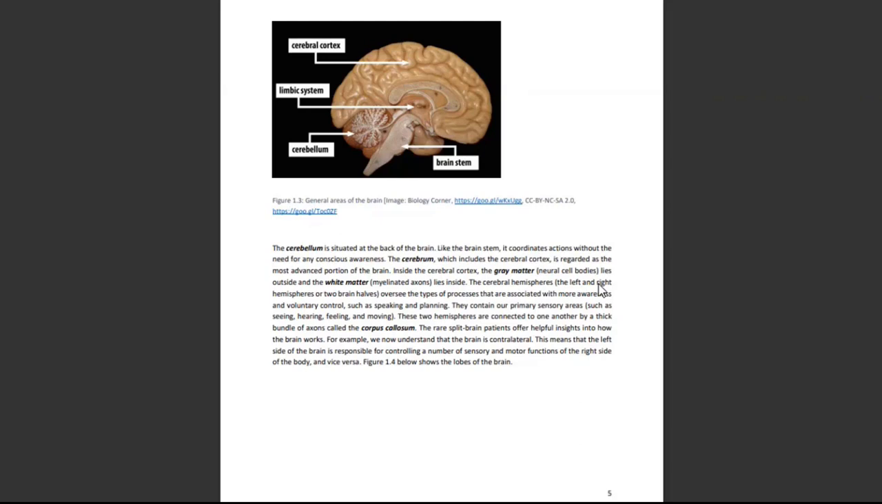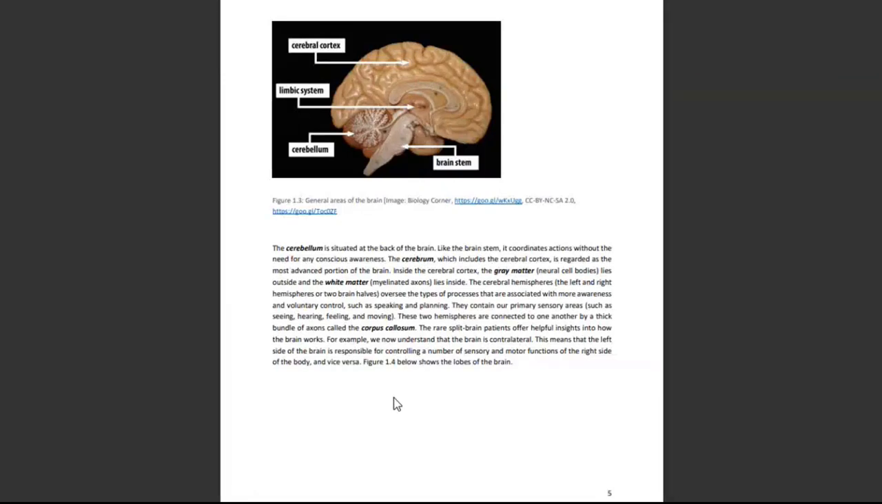They communicate with one another. The function of the brain: they say it's two hubs that oversee the type of processes that are associated with awareness, voluntary action, speaking, and planning. Then the question is, since the brain is divided into two, what holds the two hemispheres together? What holds the two hemispheres together is the corpus callosum.